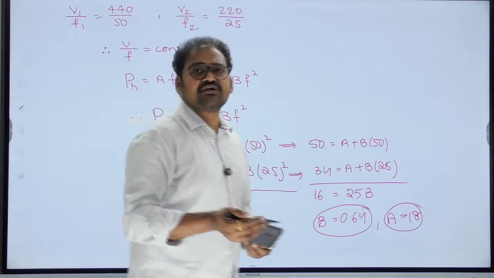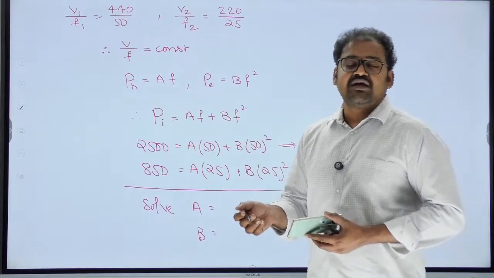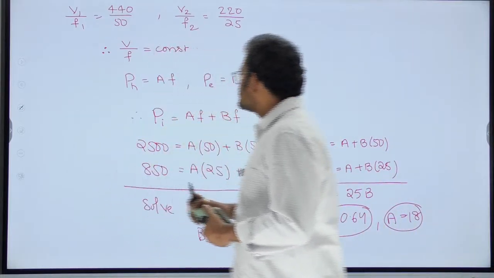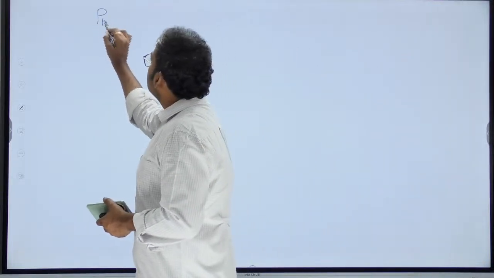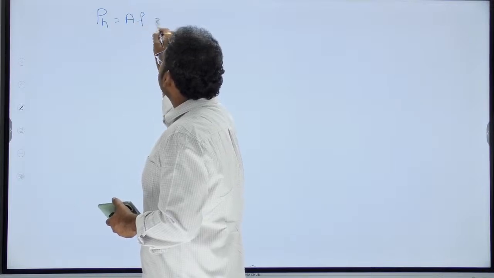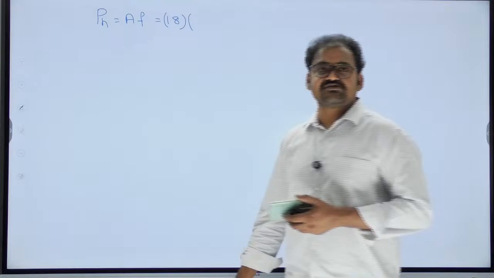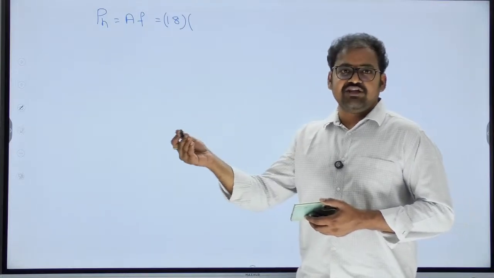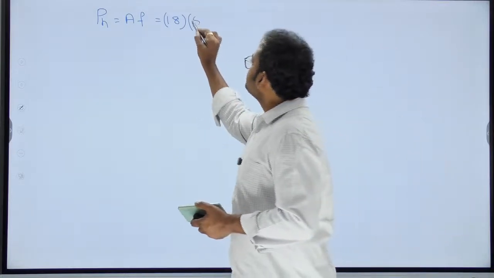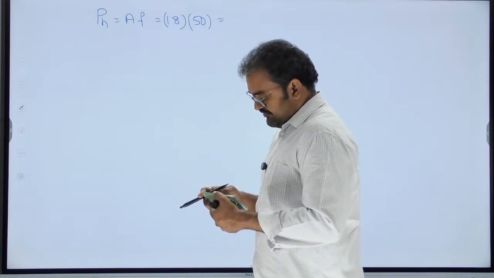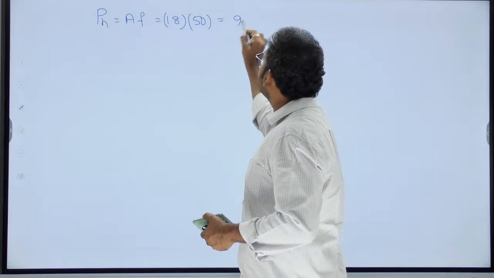So can I calculate hysteresis loss and eddy current loss at a nominal voltage and frequency? Yes, I can do that. So what is the formula for hysteresis loss? A into F. What is the value of A? 18. At what frequency we are asked to find out hysteresis loss? Nominal frequency, that is 50 hertz. Therefore, hysteresis loss is 18 into 50, that is 900 watt.